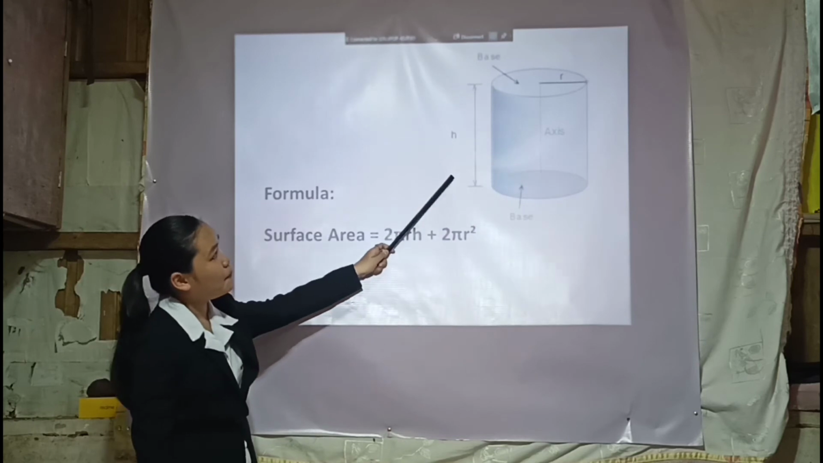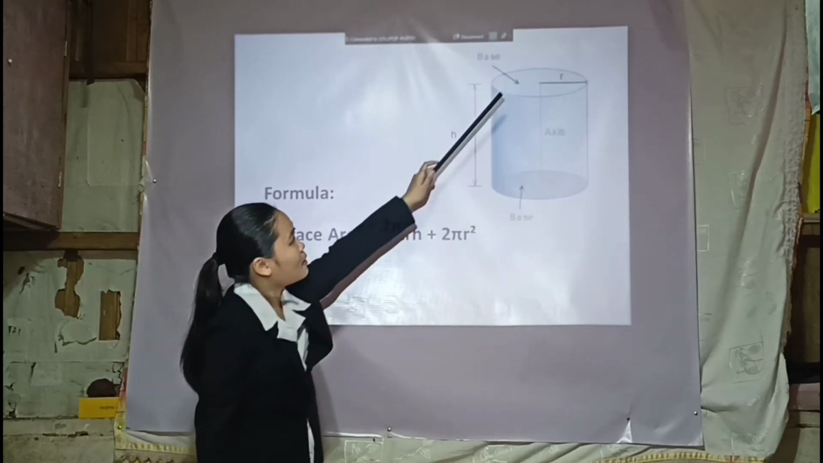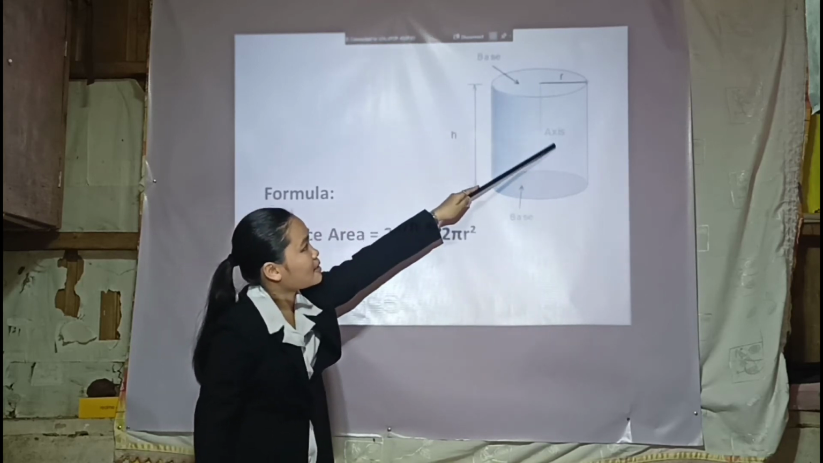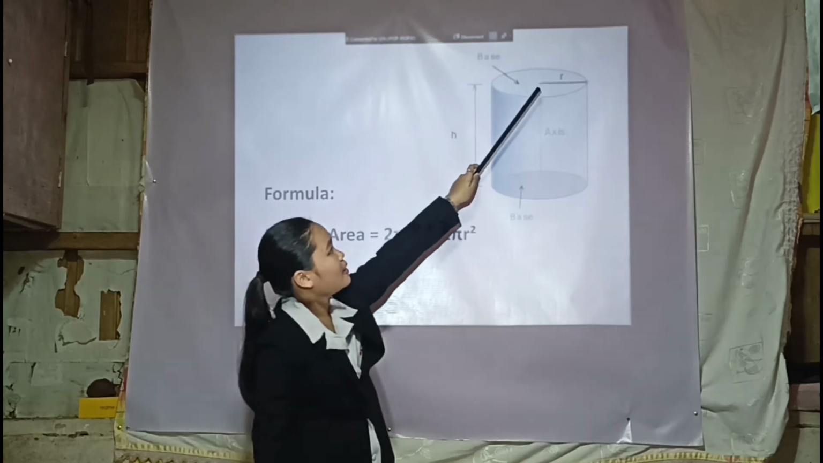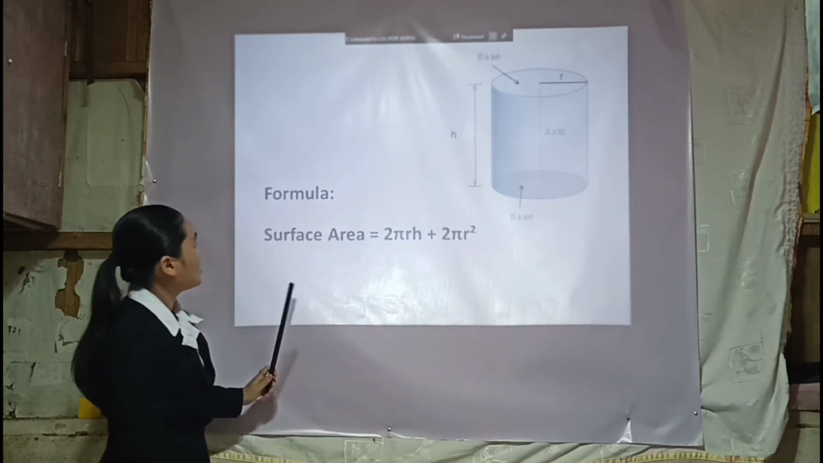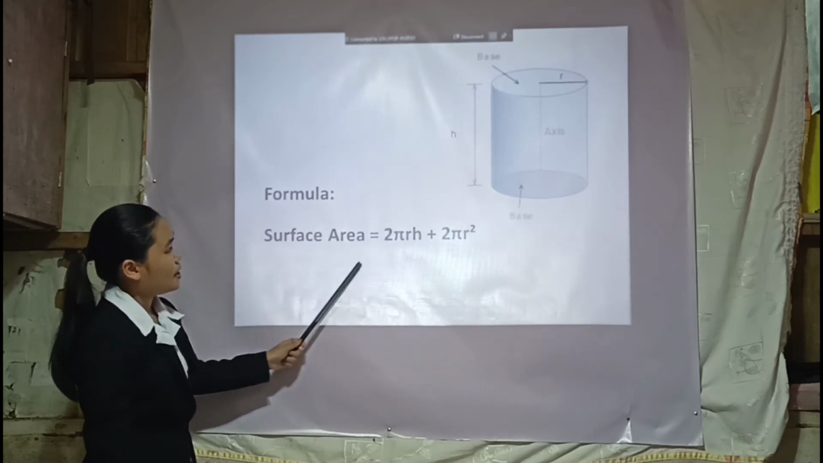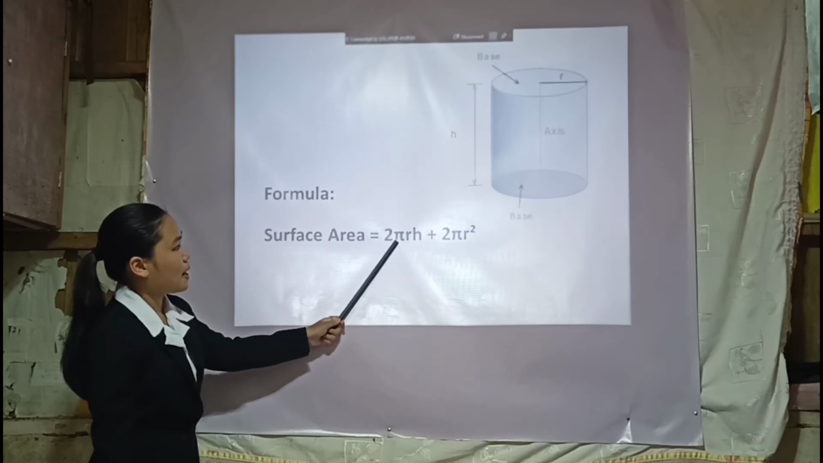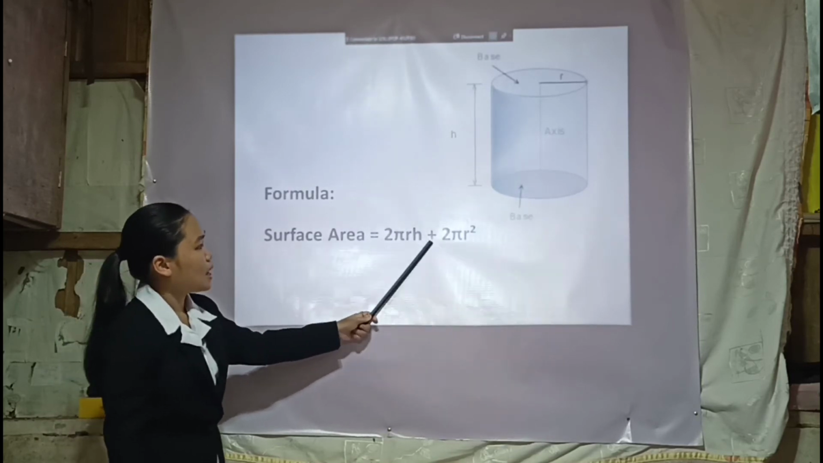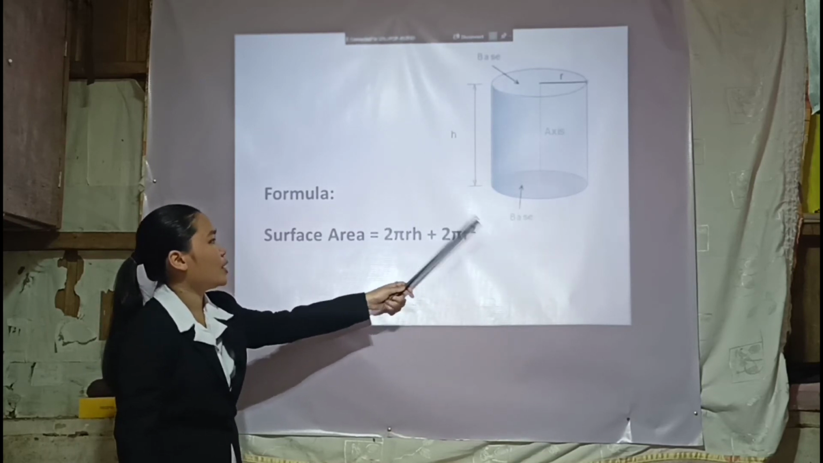So this is the example of a cylinder. This is the base, the height, the axis, and the radius. This is the formula of the cylinder. Surface area equals 2 times pi times r, or radius, times height, plus 2 times pi times radius squared.